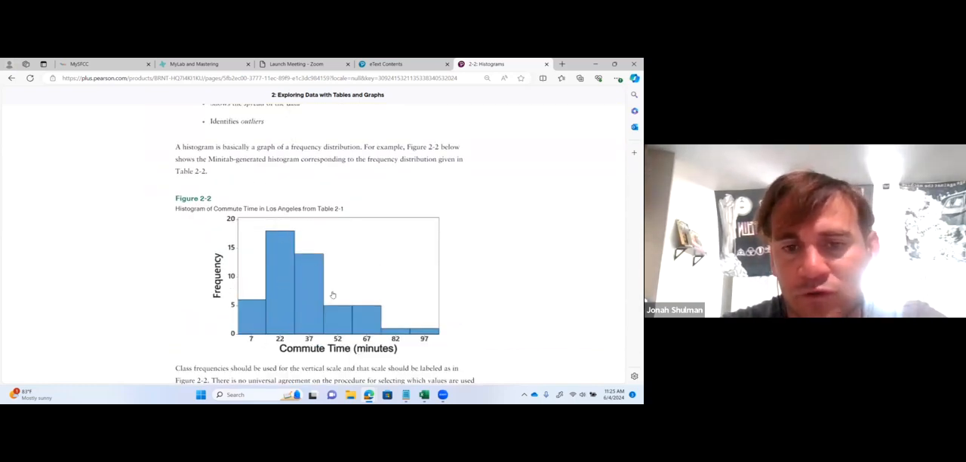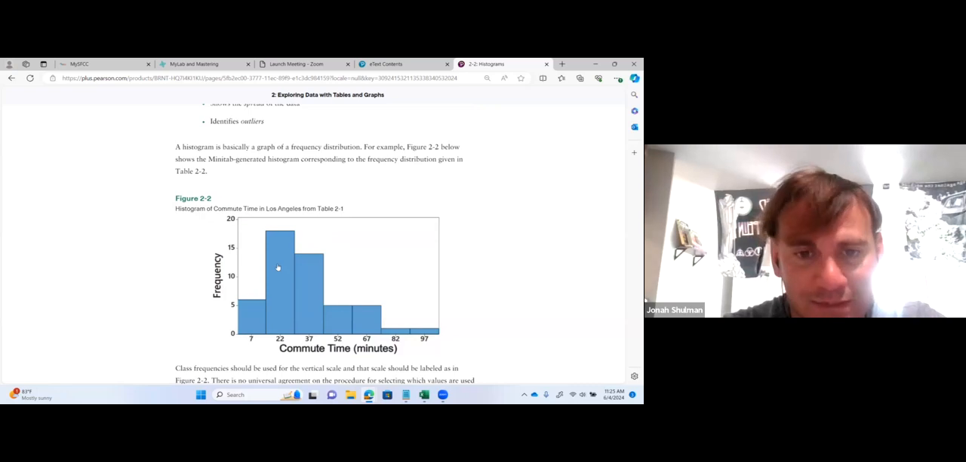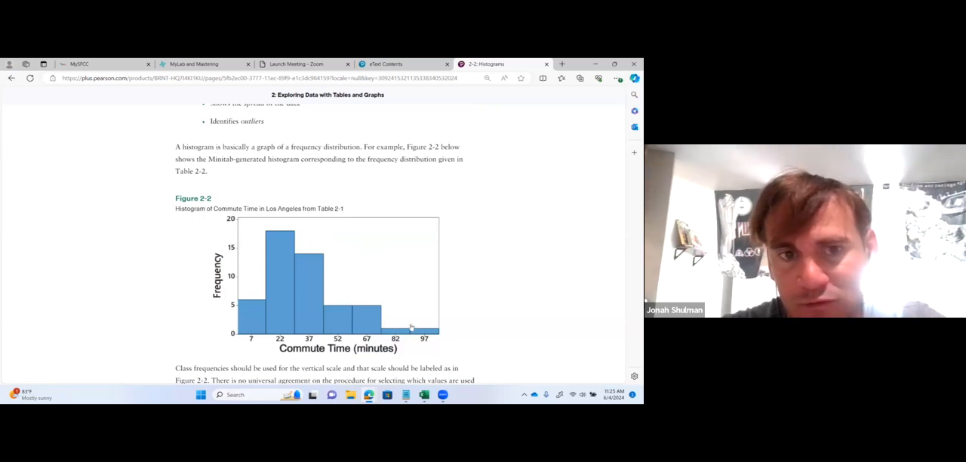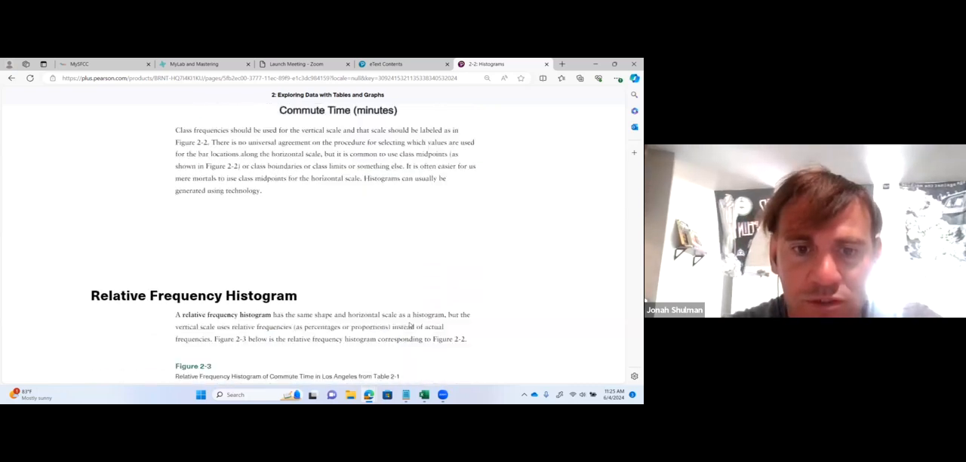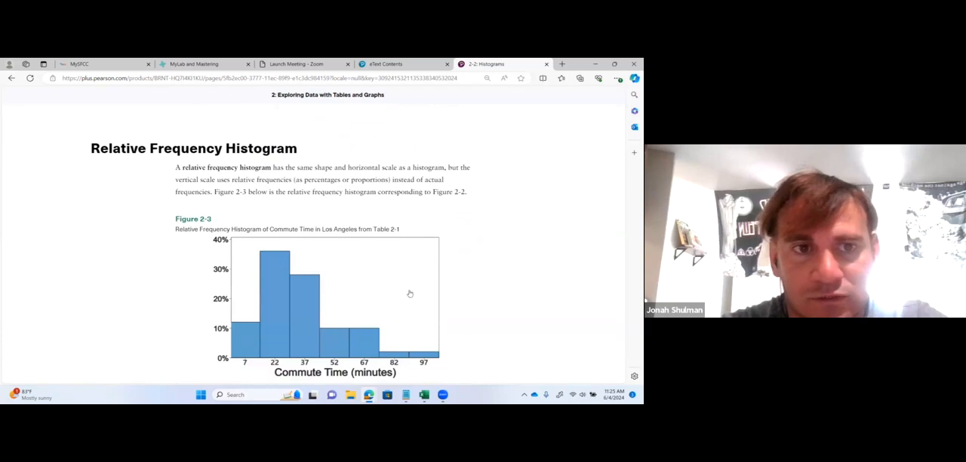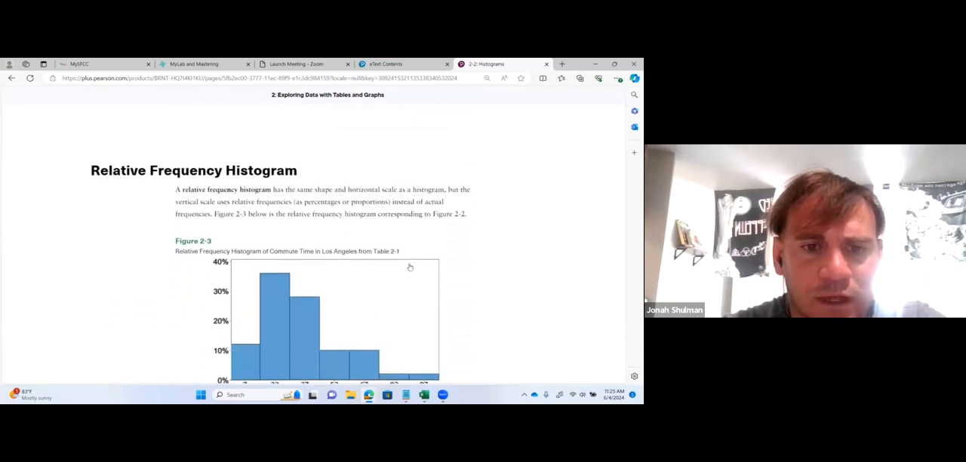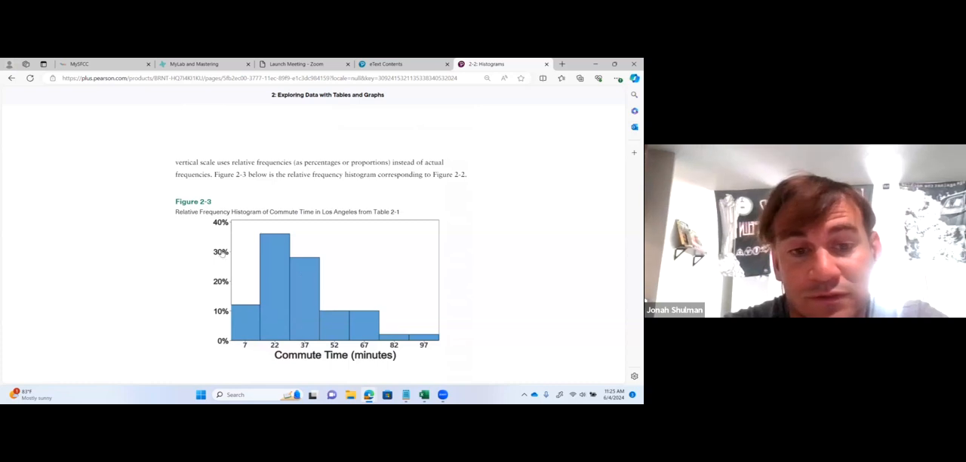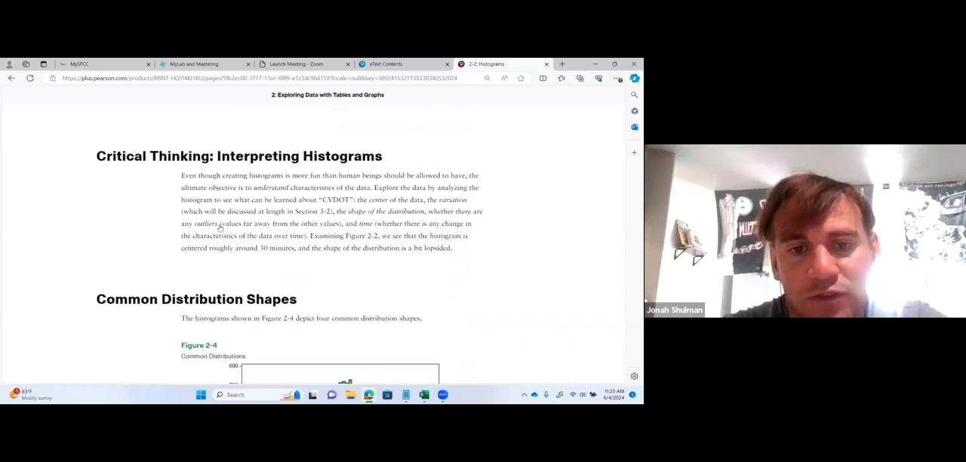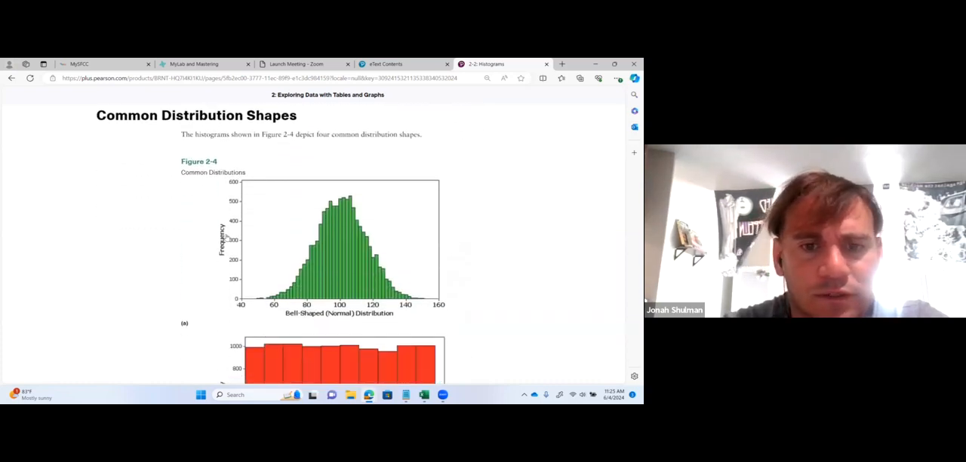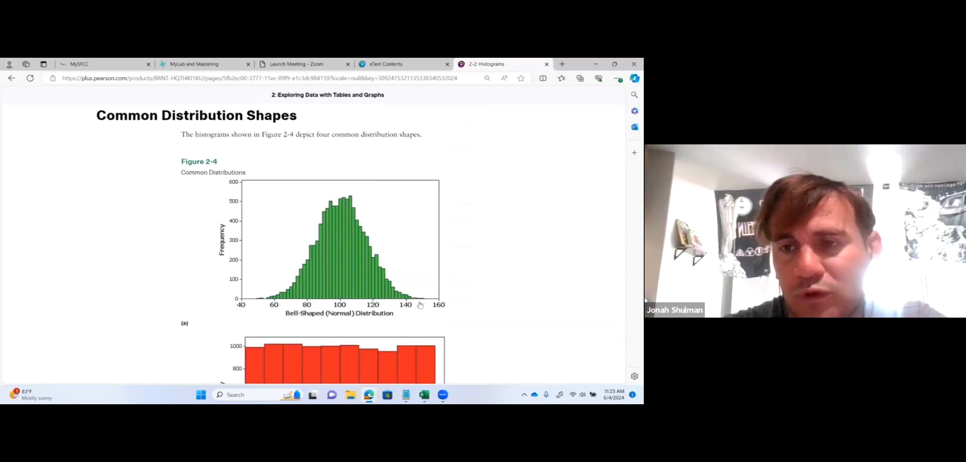This is what's called right skewed. I know the data's on the left, but you'd name it by the tail. To the right, right skewed. This again is right skewed. This is the relative frequency, so you can see it's in percentages. Nothing crazy here. This is normal. Beautiful bell shape, and I know I showed that before.